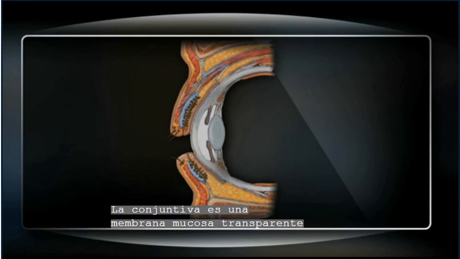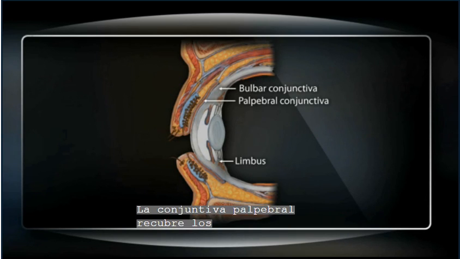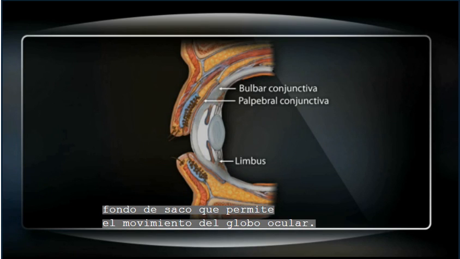The conjunctiva is a clear mucous membrane with two easily visible components. The bulbar conjunctiva covers most of the anterior eyeball. It adheres loosely to the underlying tissue and meets the cornea at the limbus. The palpebral conjunctiva lines the upper and lower eyelids. The two parts of the conjunctiva merge in a folded recess that permits movement of the eyeball.